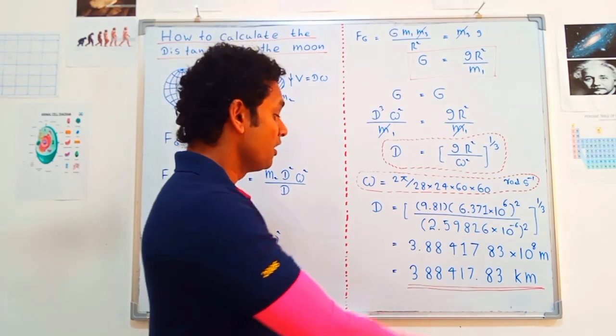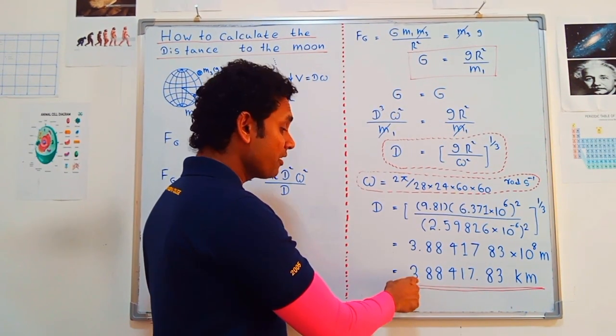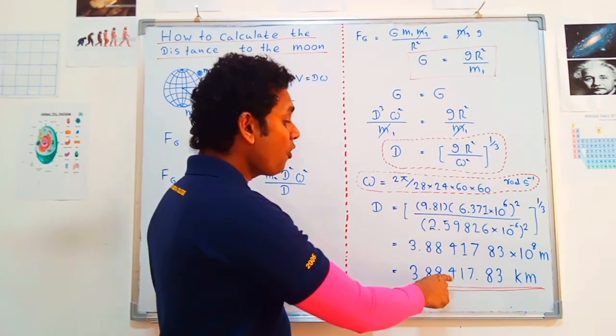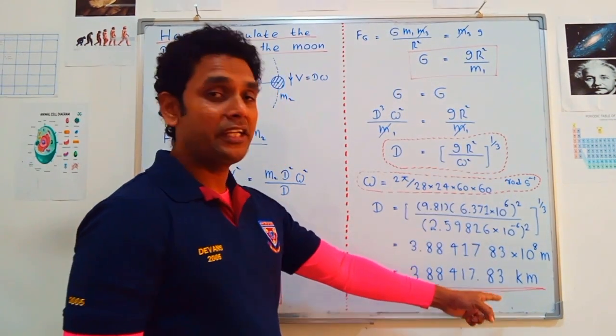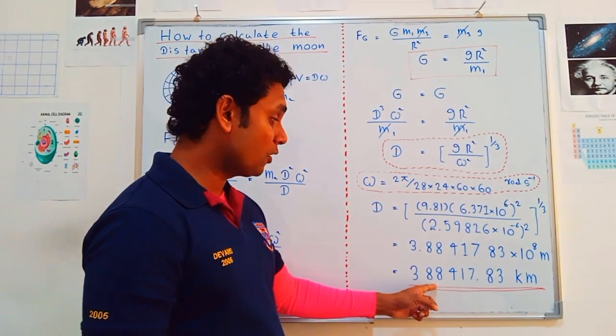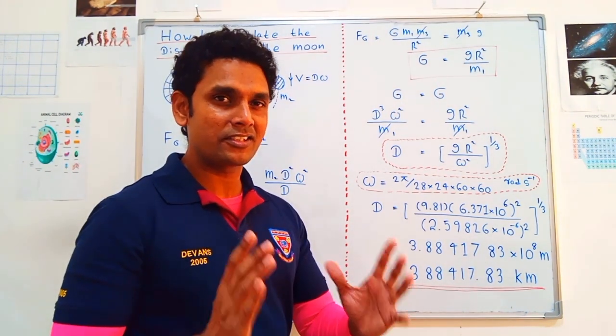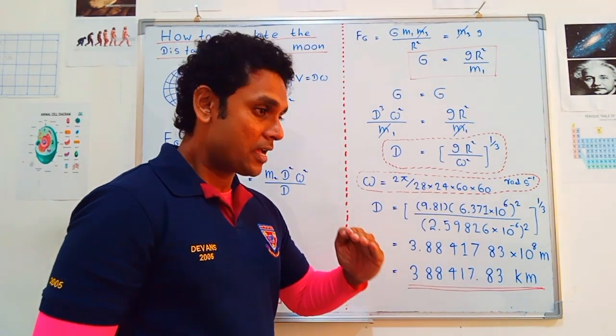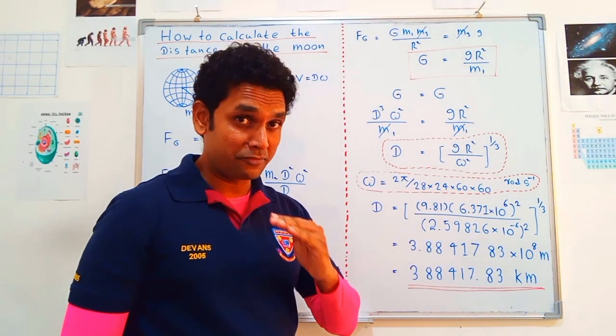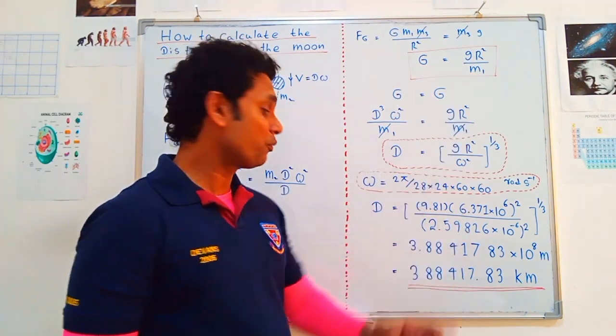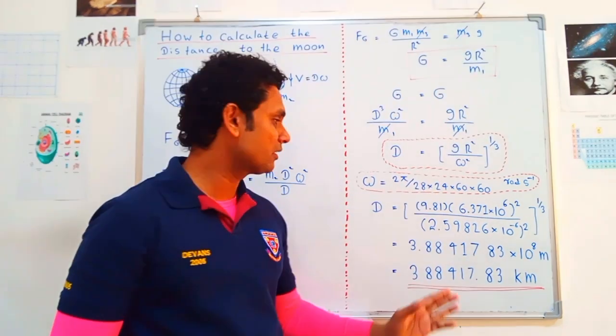It means 388,470.83 kilometers. 388,470.83 kilometers means the exact distance from the center of the earth to the moon. So we have calculated the exact value using this method.